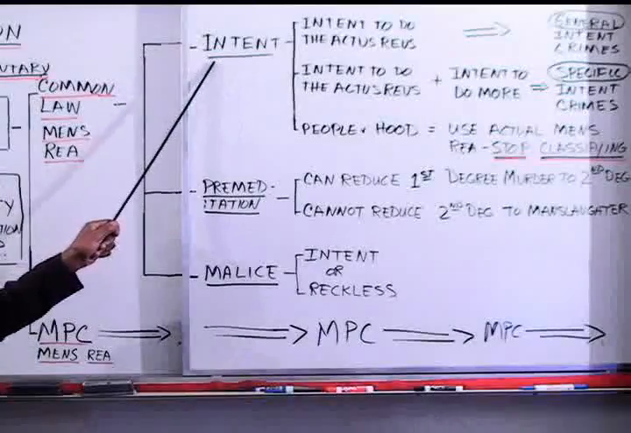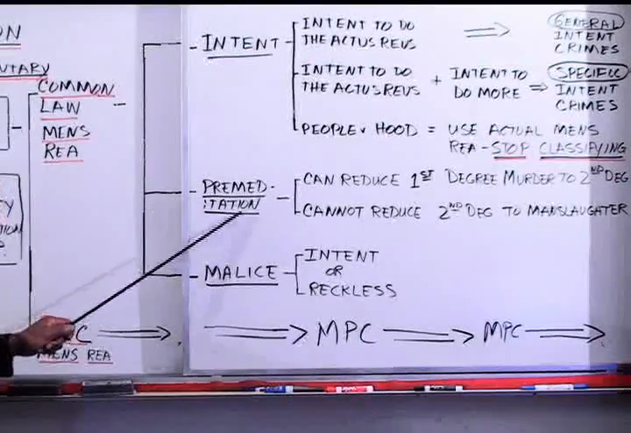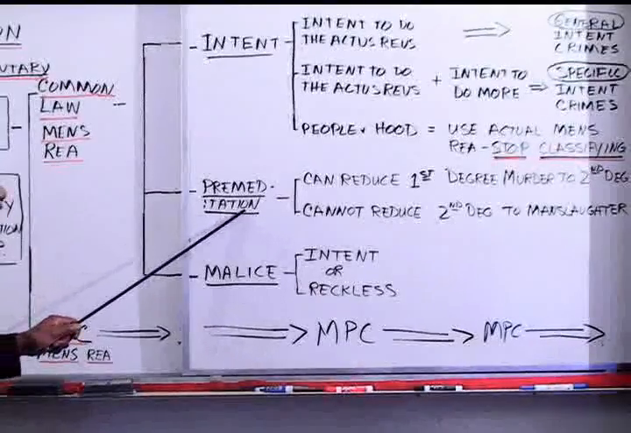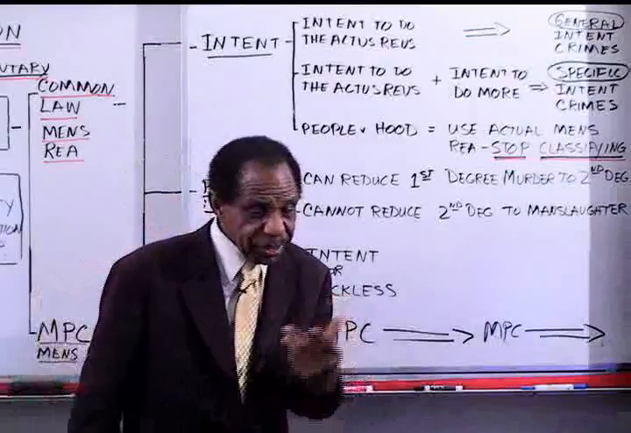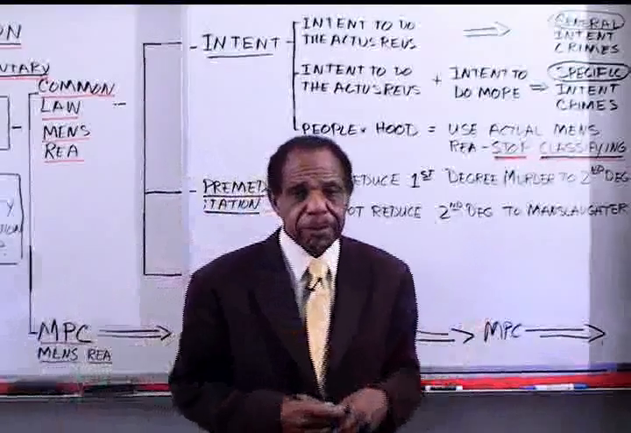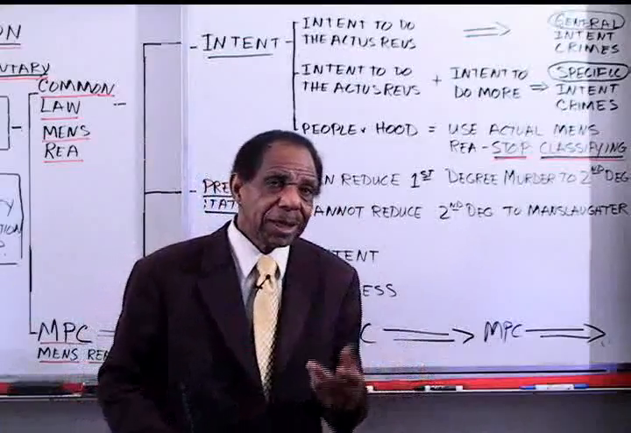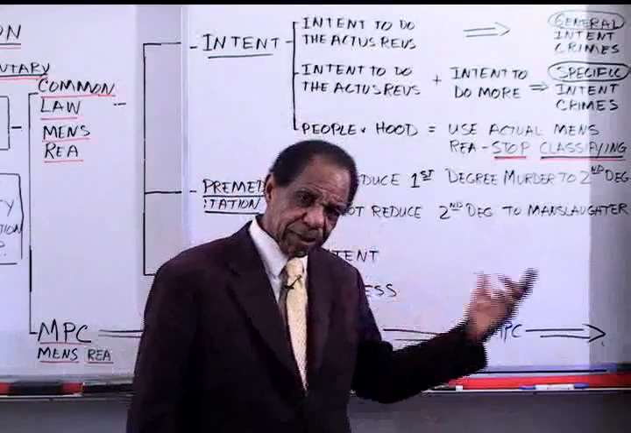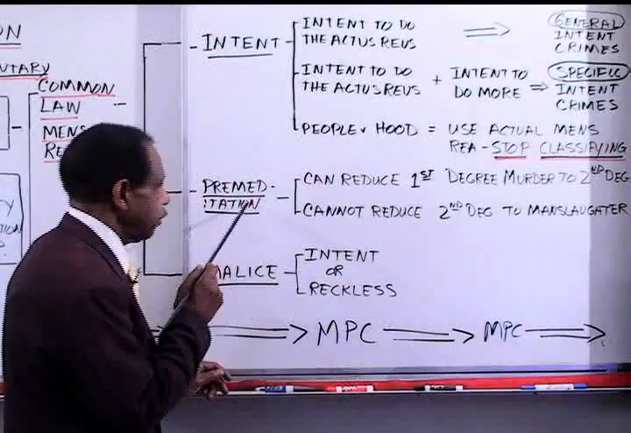A second state recognized in common law besides intent is premeditation. Premeditation calls for a special state of mind because the person has to think about the murder and so evaluate and decide, do I really want to do this? And having done all that, that's a special state of mind. And so we treat that as a specific intent crime.